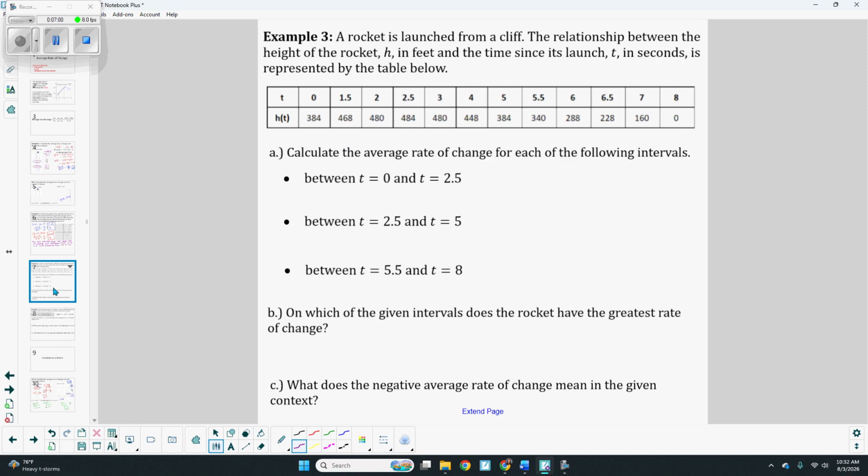All right, example 3. A rocket is launched from a cliff. The relationship between the height of the rocket h in feet and the time since its launch t in seconds is represented by the table below. So we're going to calculate 3 different rates of change. The first one between 0 and 2.5. So that would be 484 minus 384.